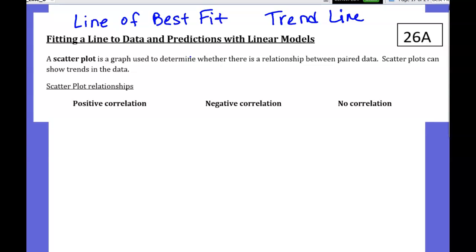Before we begin, let's talk a little bit about a scatter plot. A scatter plot is a graph that's used to determine whether there is a relationship between paired data. Scatter plots can show trends in the data.